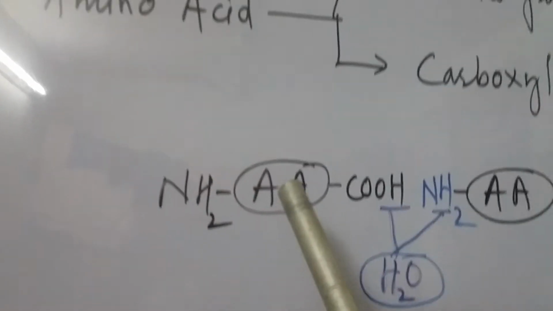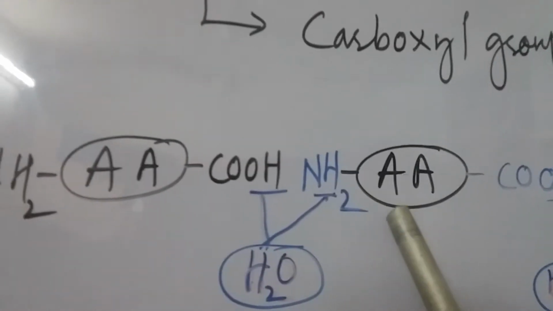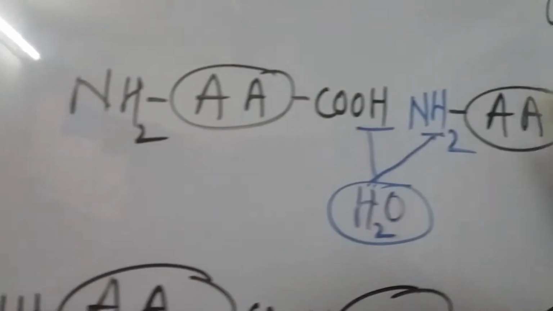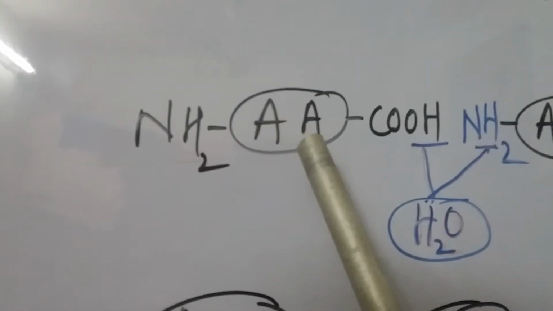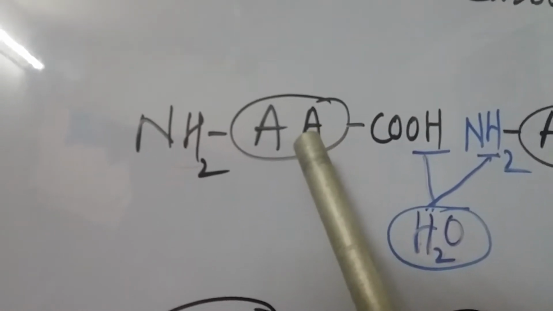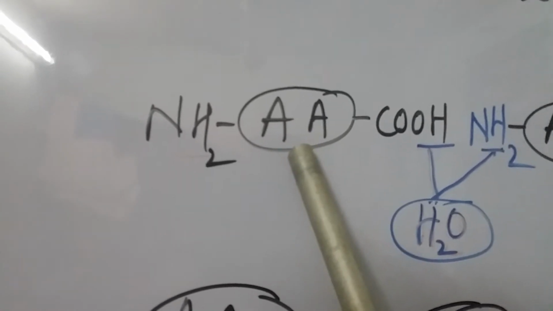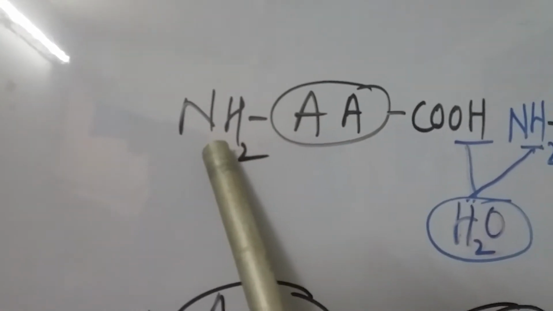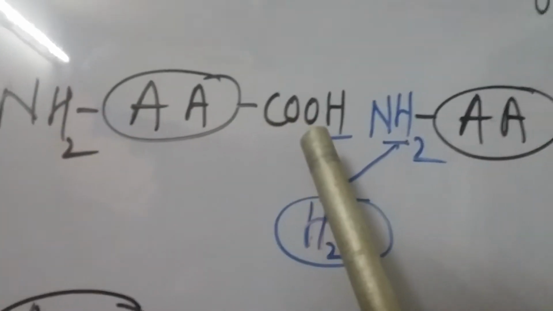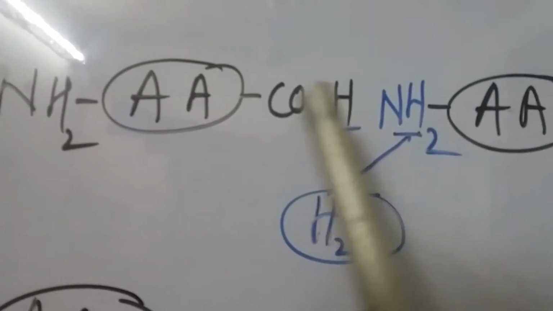So how is that polymer chain formed? This is one amino acid, this is another amino acid, this is one more amino acid. With the help of these three amino acids I'm going to explain the polypeptide chain of amino acids of the protein. This amino acid at one end consists of an amino group, NH2, and at its other end it consists of the carboxyl group, that is COOH.